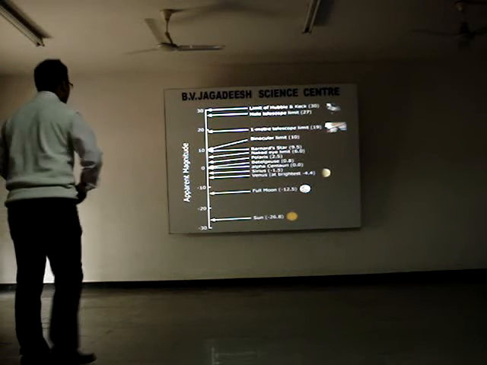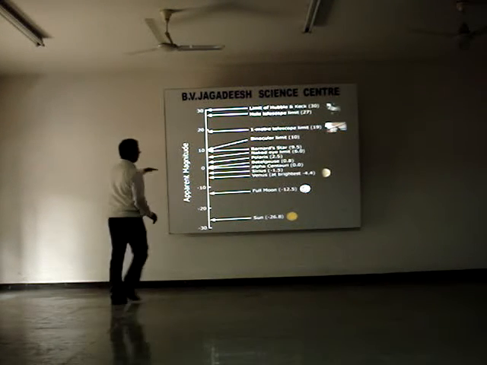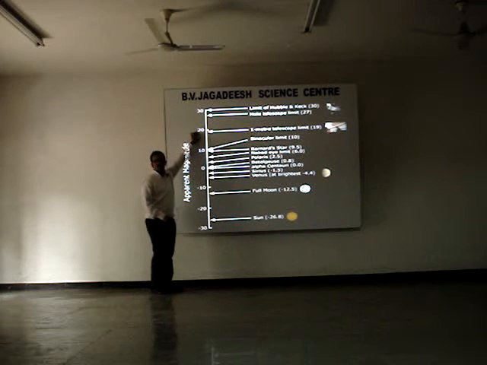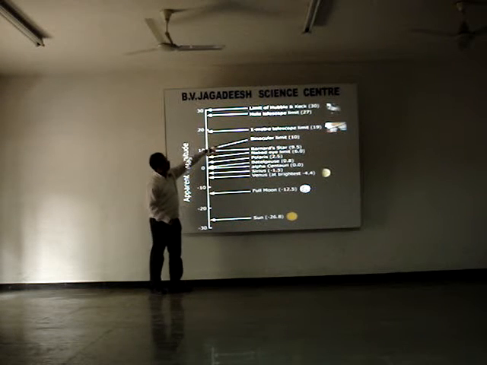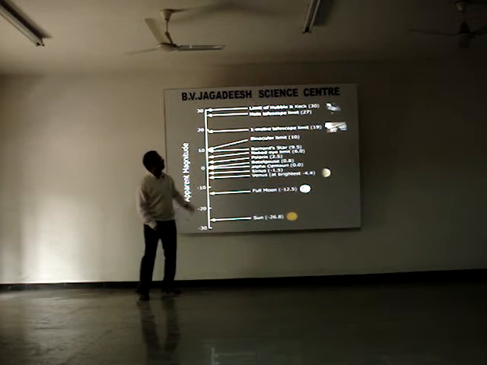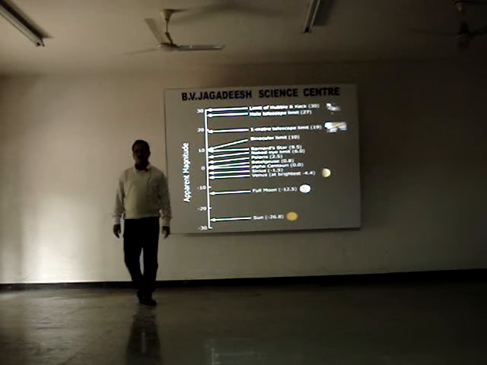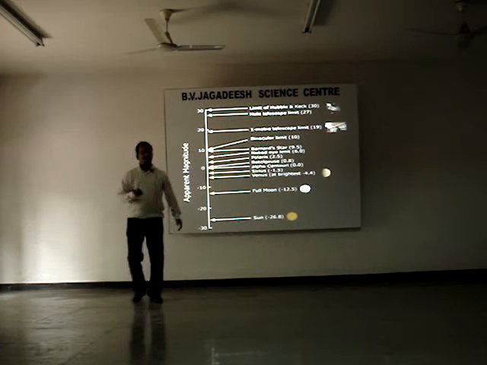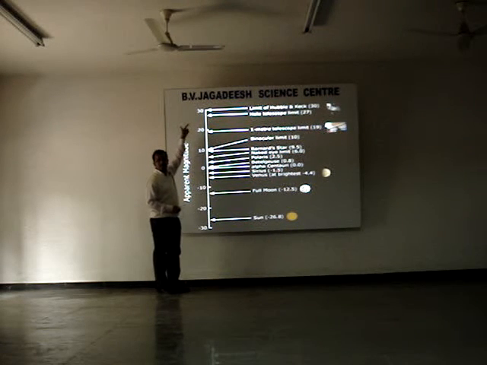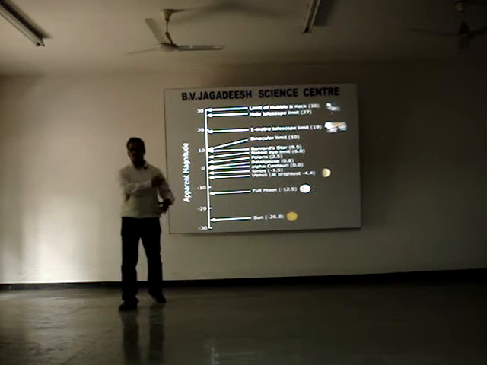Okay? Now, as you go on, you can see that magnitude plus 20 is the limit for a 1 meter telescope, and plus 30 is the limit of the Hubble Space Telescope. The Hubble Space Telescope is in space, and it is about 2 meters. But if you notice, its sensitivity is up to about plus 29 to 30 magnitude star.